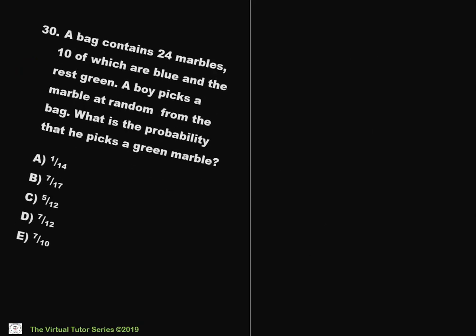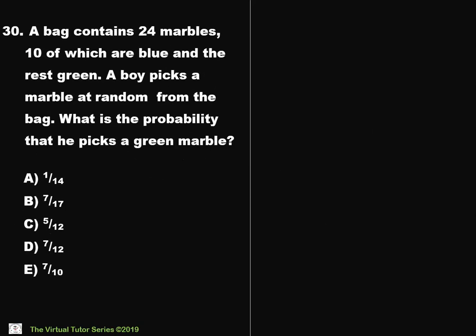Question 30. A bag contains 24 marbles, 10 of which are blue and the rest green. A boy picks a marble at random from the bag. What is the probability that he picks a green marble? Solution.